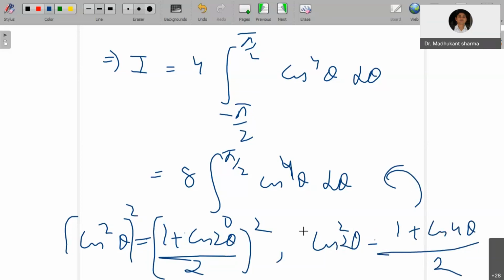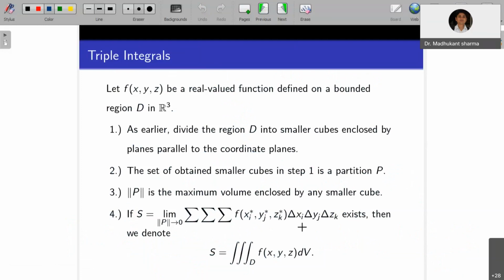I think now it is easy to get. So you can find the final value of this. So far, whatever we have discussed, the same thing can be extended to triple integrals.